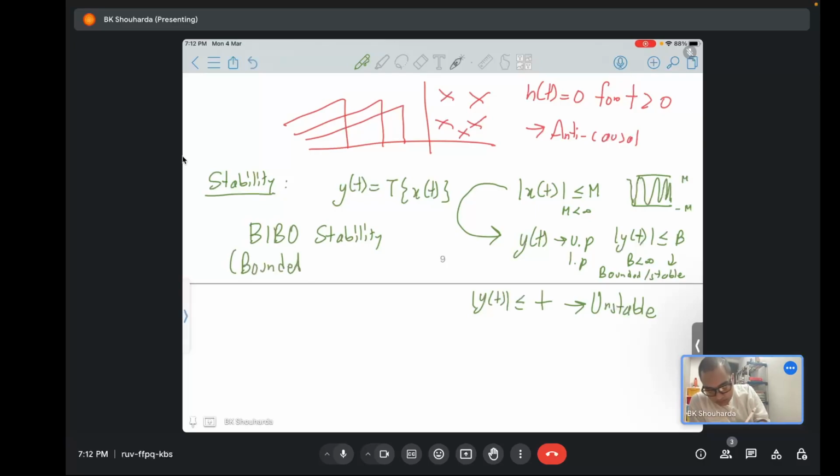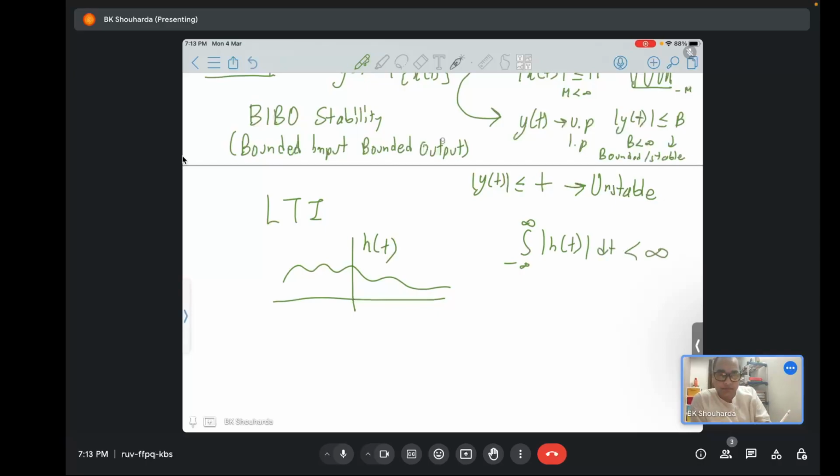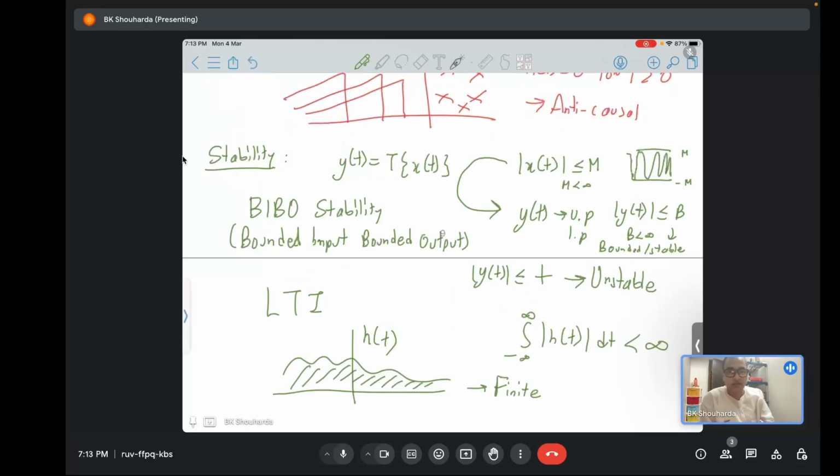Bounded input, bounded output. This can be used to check the stability of general systems. And for LTI systems, we have the h(t). If you apply the BIBO stable condition in an LTI system, you will be able to see that the area under the absolute value of h(t) should be less than infinity. That means the area under this impulse response curve must be finite. So this is stability.